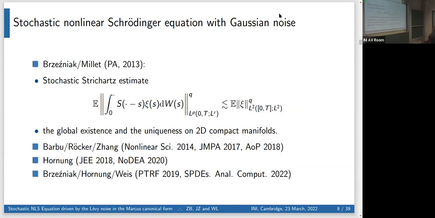So anyhow, there are papers by Hornung, who in the first paper did a different proof of some results from Barbu, Röckner and Zhang, and we have also a few papers with Fabian and Lutz Weis on the existence of solutions to such nonlinear equations using the compactness method, because I mentioned before they were mostly based on fixed point arguments, and we have also another result about uniqueness in the critical case.